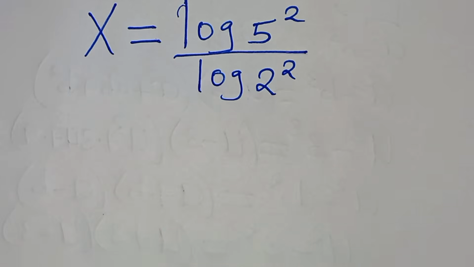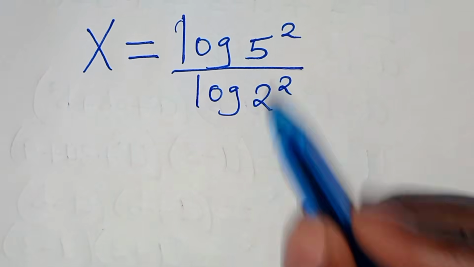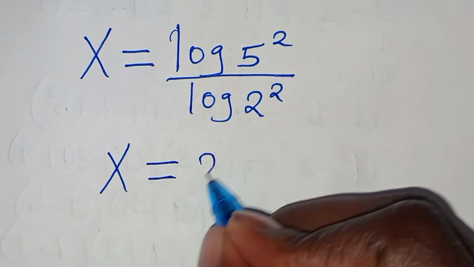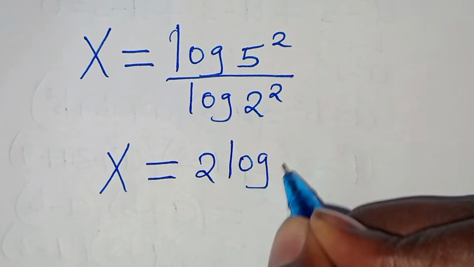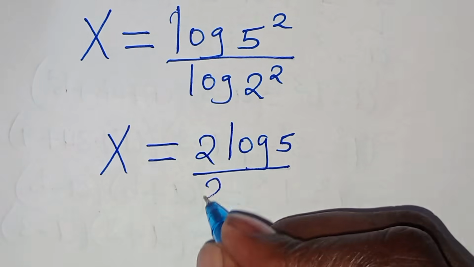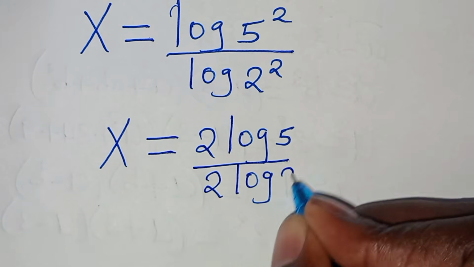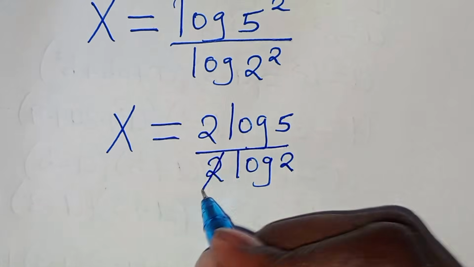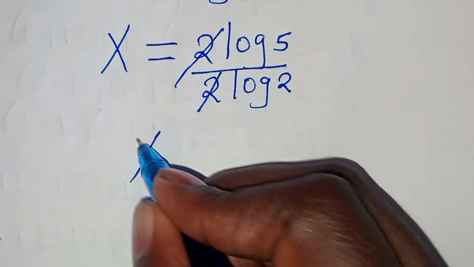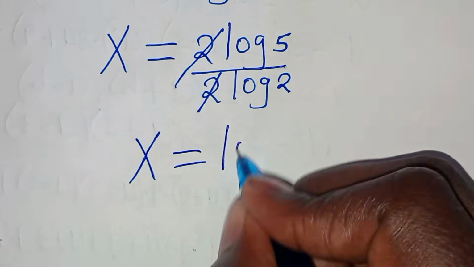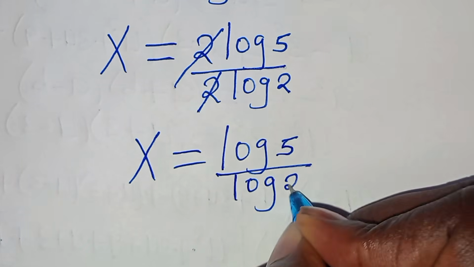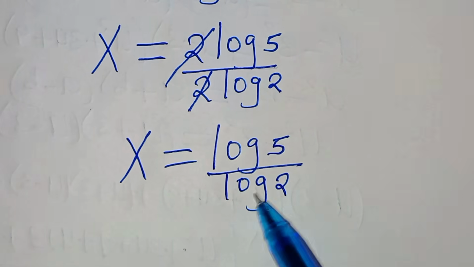So now the next step is to apply the power log property here so that x is equal to log 5 to the power of 2 becomes 2 log 5, divided by log 2 to the power of 2, which is 2 log 2. And this means that the 2 and 2 here simplify so that we have x is equal to log 5 divided by log 2.